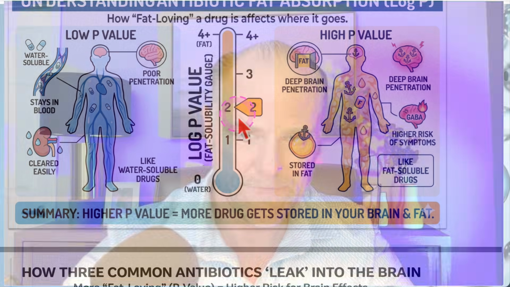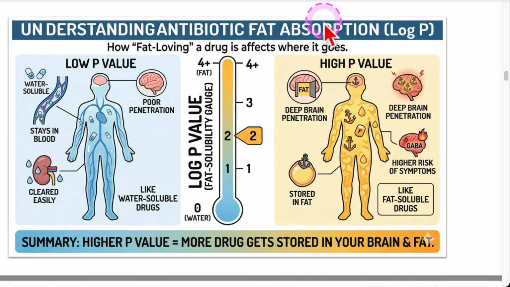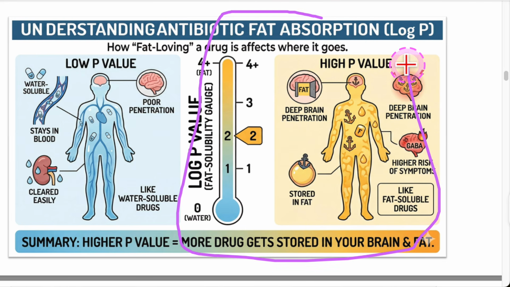Now, guess what happens? If they like fat and your kidney filters out water, your kidneys can't filter them out because they're fat loving, right? So these are all the things where it gets penetrated into the tissues and causes problems deep into the tissue.